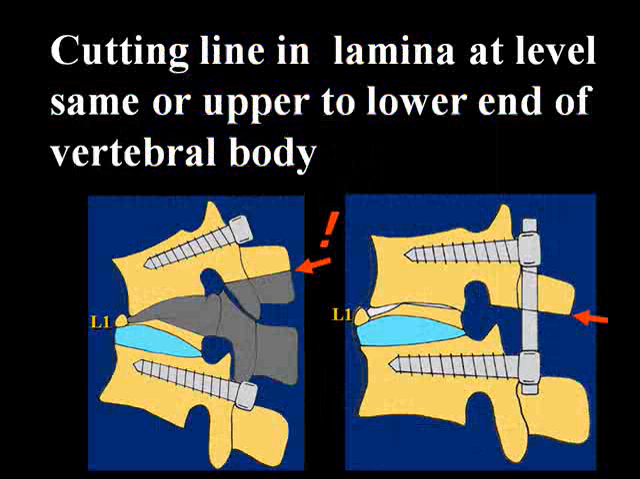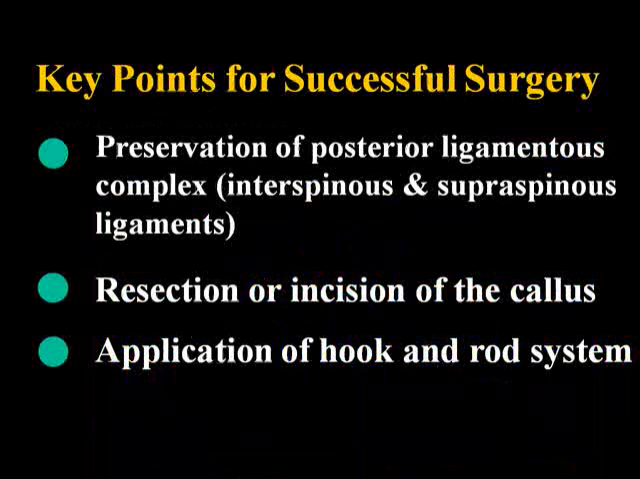Cutting line in lamina at the level same of upper to lower end of vertebral body is important to prevent the compression after shortening. Other key points for successful surgery are preservation of posterior ligamentous complex and resection or incision of the callus, and application of hook and rod system.